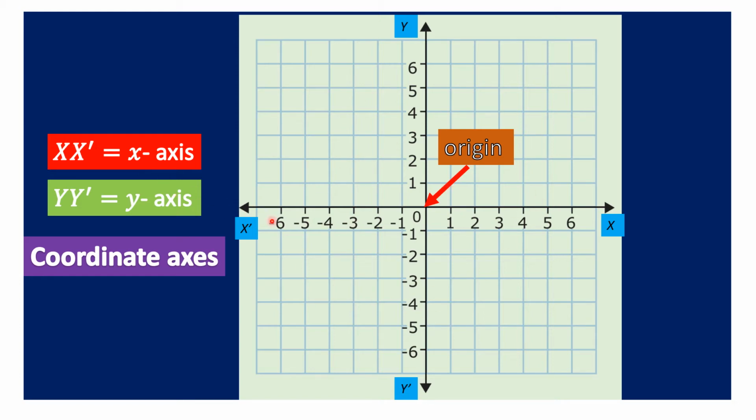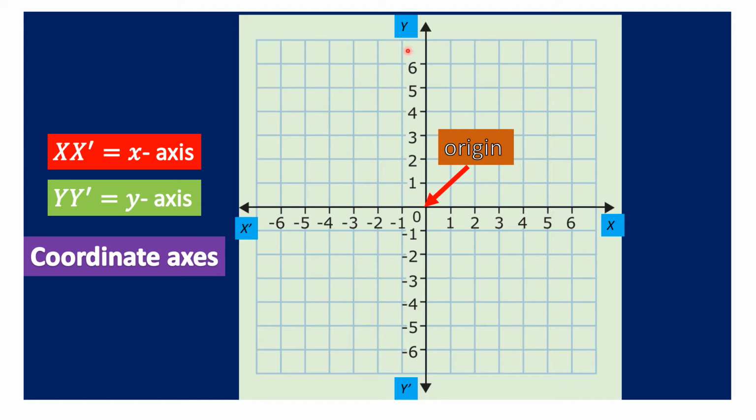Now x dash. Can you see this? X dash. So this is 0x, right? And this is 0 x dash. So can you see this entire horizontal number line is called x dash. So this x dash number line is called the x axis. What is it called? The x axis. So this is called the x axis.